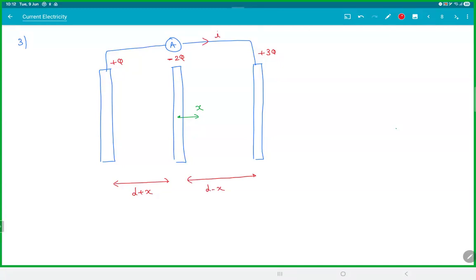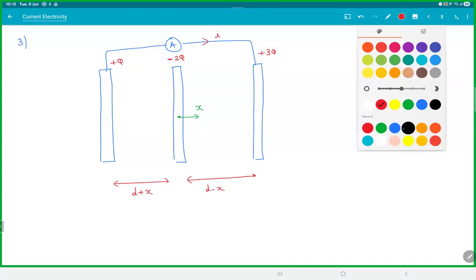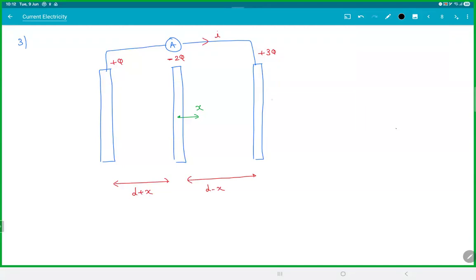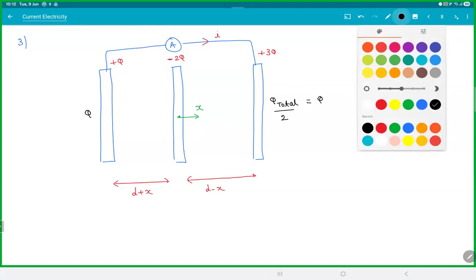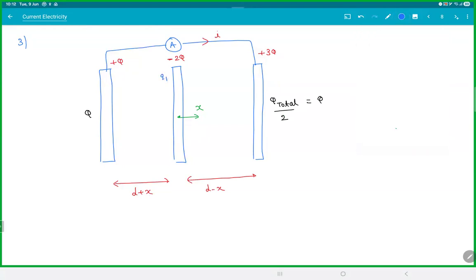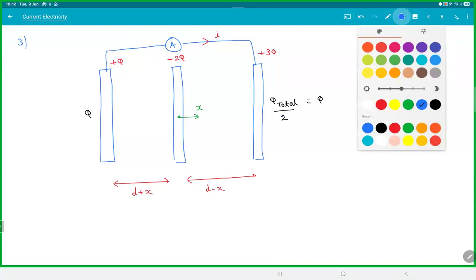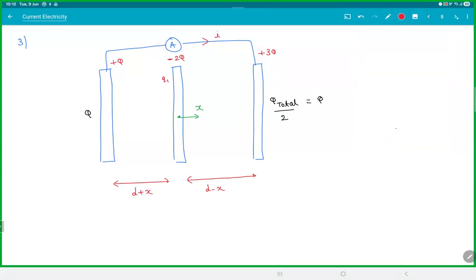Right? And what is the charge distribution? Hope you remember. The charge distribution here will be total charge by 2, so that would be 3q plus q. The charge on the outermost plates is the total by 2, which is q. This is q. Let this be q1 and let this be q2.